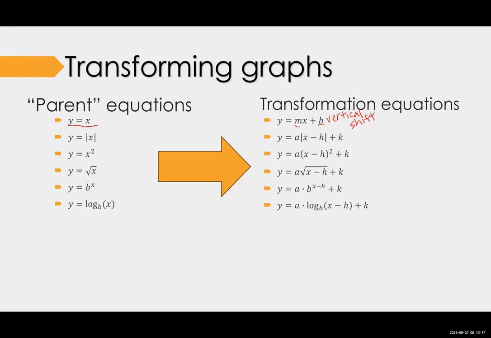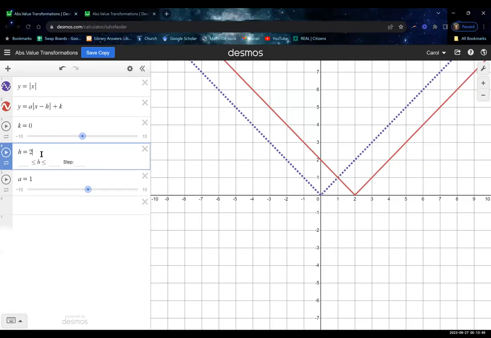You'll notice on all these other transformation equations that they have all of them an a multiplied at the beginning, h, which is always subtracted and it's always inside with the x. Maybe it's inside parentheses or in an exponent or inside of a logarithm. And the k is always by itself and just added at the end. So we're going to talk today about what the a, the h, and the k can do. We're going to go ahead and look at some graphs. We're going to use Desmos. Let me move this back to 0.